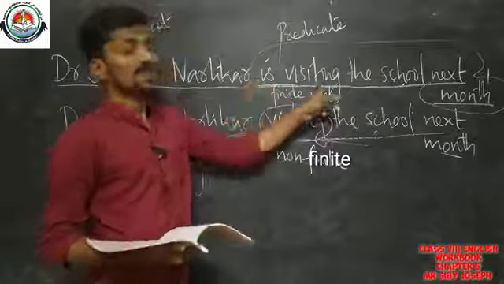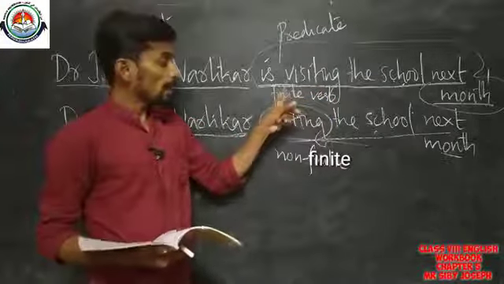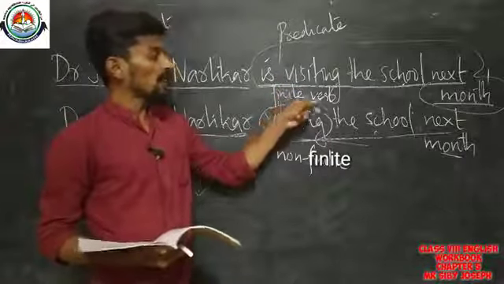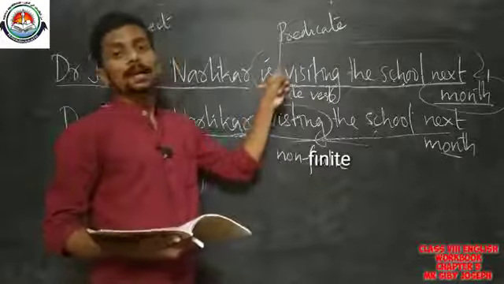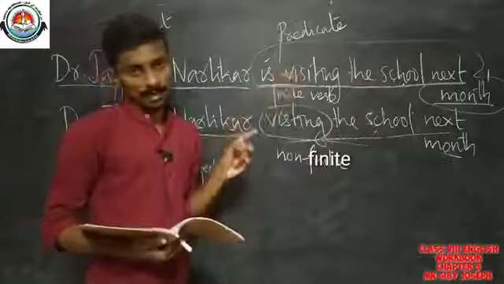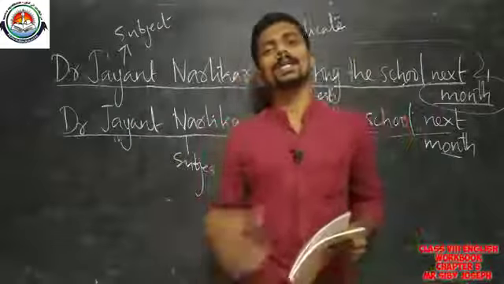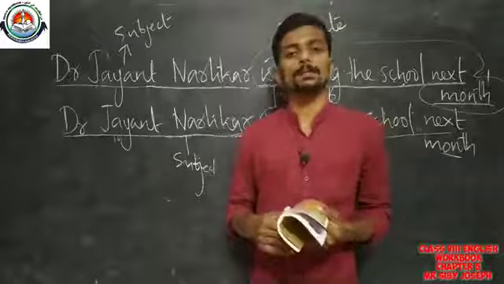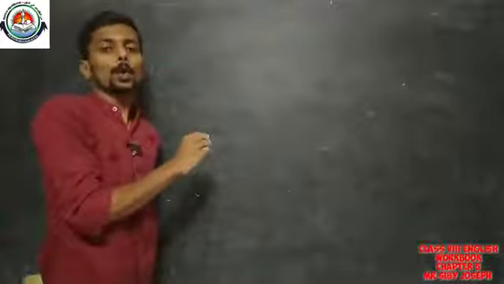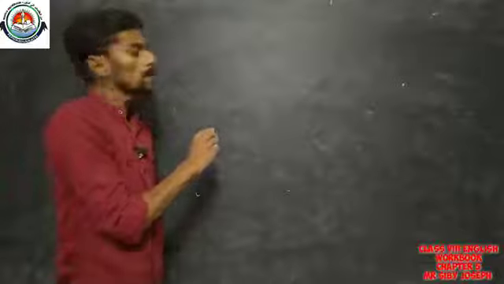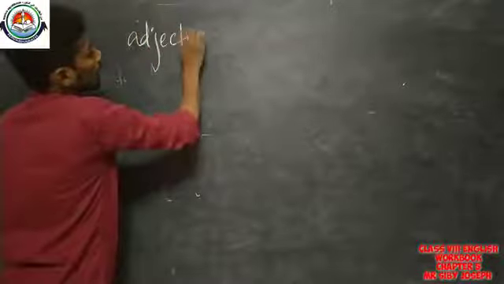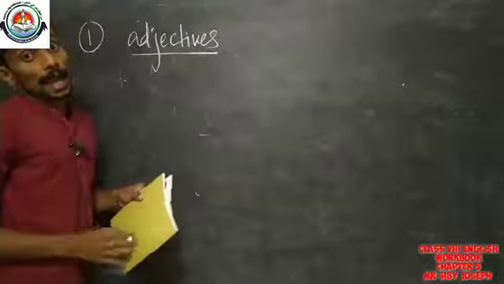But here visiting is actually an example of a finite verb, so it can form a predicate. Okay, so this you have to learn. Now we can go on to discuss some uses of the present participle. So, present participle can be used as adjectives, that is the first use. Present participles can be used as adjectives.